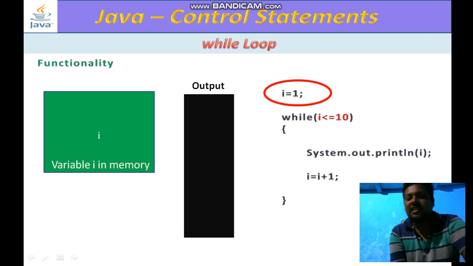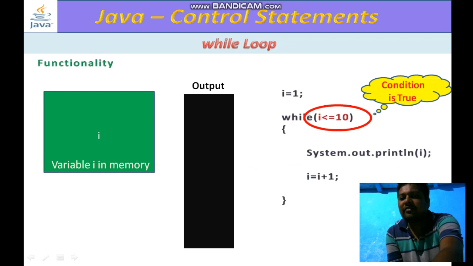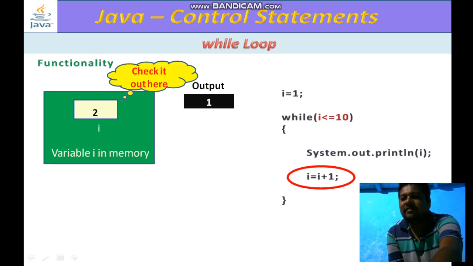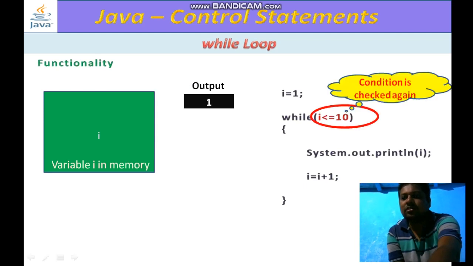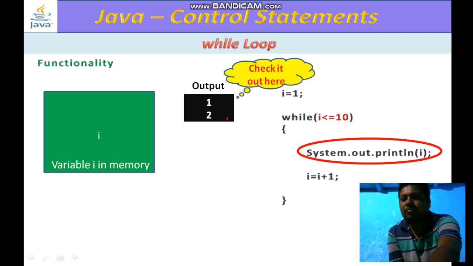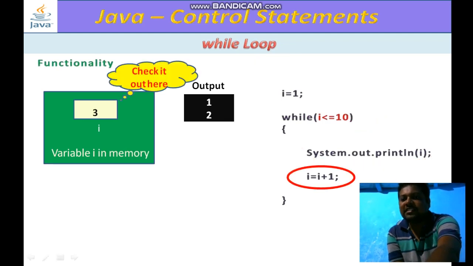First, i is equal to 1. After that we check the condition. The condition is true because 1 is less than or equal to 10. After that we execute the statement, so 1 is printed. After that we increment the value to 2. Again the condition is checked: it is true because 2 is less than or equal to 10. Again, 2 is printed. Next it is incremented, so the value becomes 3.